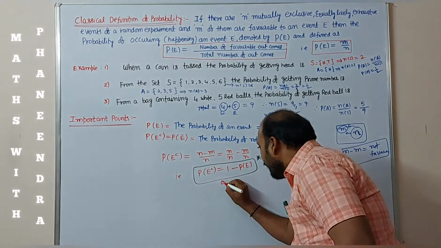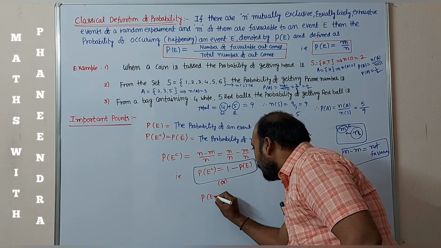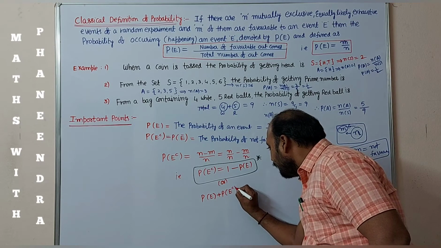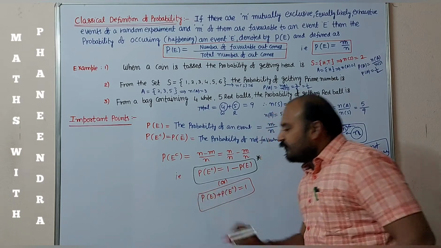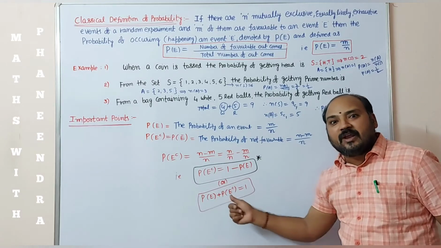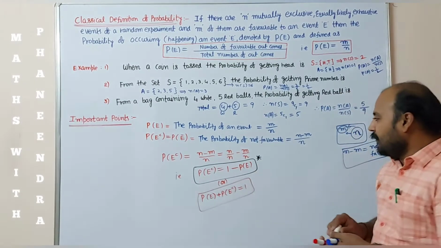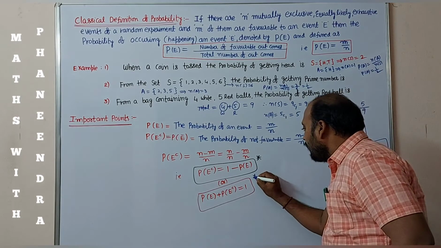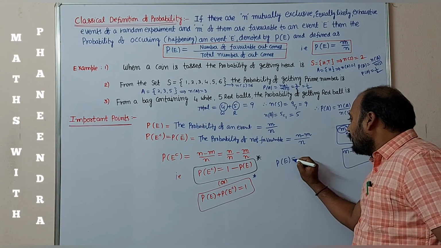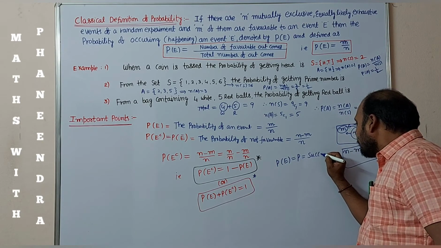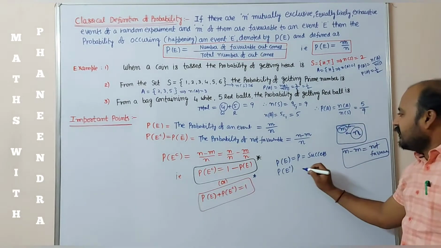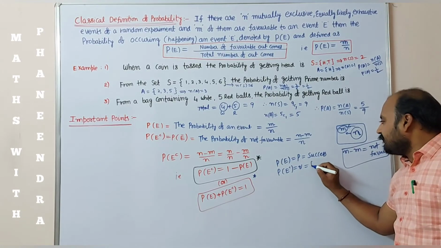From that we can write another result. Taking P of E to this side, P of E plus P of E complement is equal to 1. That means the probability of favorable events plus the probability of not favorable events is always equal to 1. Keep in mind, dear students, this is a very important property. In some cases P of E is considered as P, a success, and P of E complement, or P of E bar, is considered as Q, that is failure.